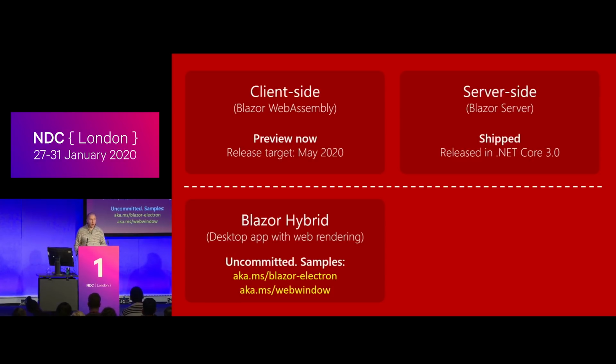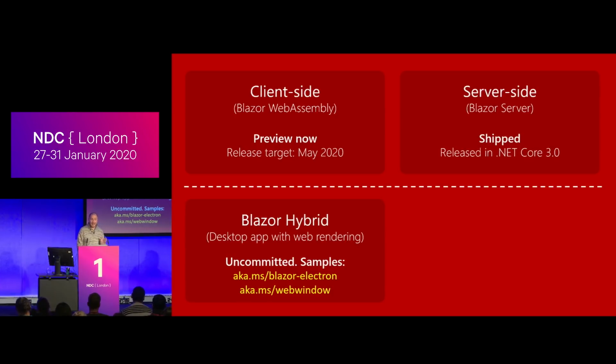Well, we've been doing quite a bit of experimentation with that recently, and we've got some samples for you to try out if you're interested. So we've got a sample of doing Blazor with Electron. We've got a sample of something called Web Window, which is like a very lightweight alternative to Electron. It's very experimental, but it doesn't involve bundling a browser, it doesn't involve bundling Node, so it's a much more lightweight way of bringing up a desktop application that contains a Blazor UI if you want. So see those samples if you want.